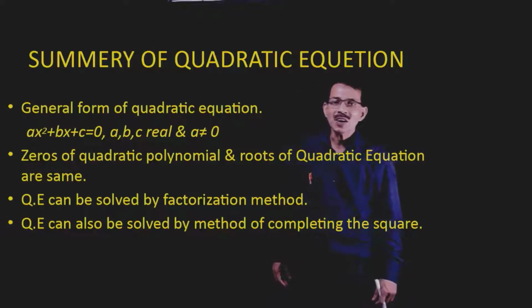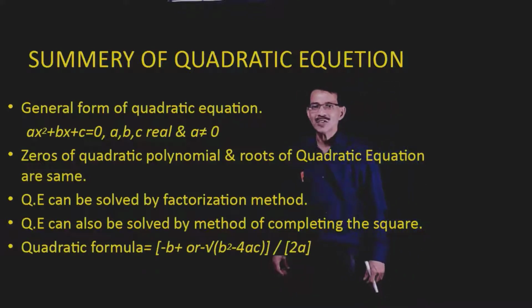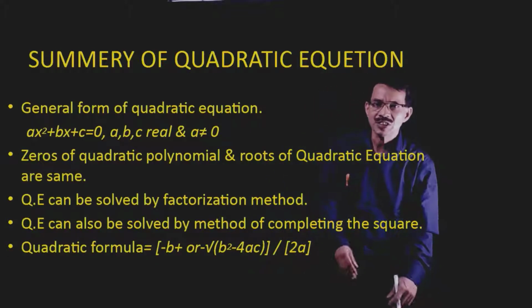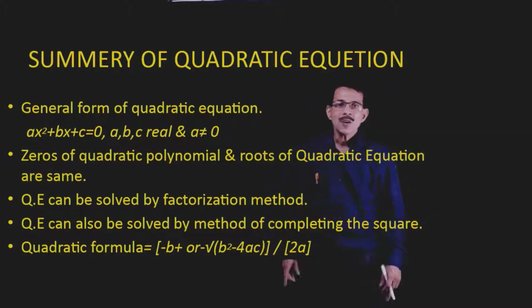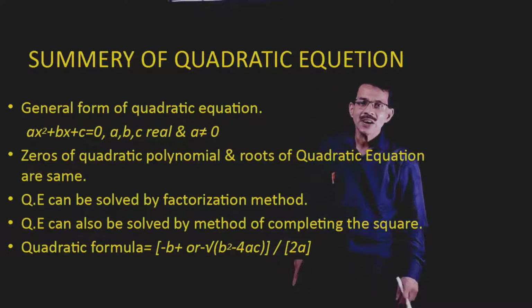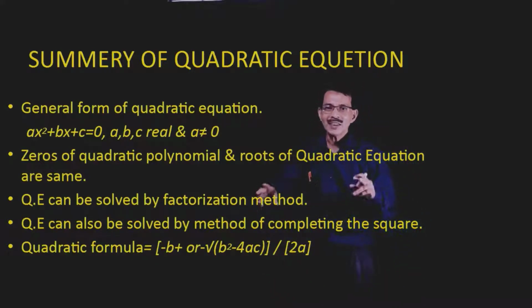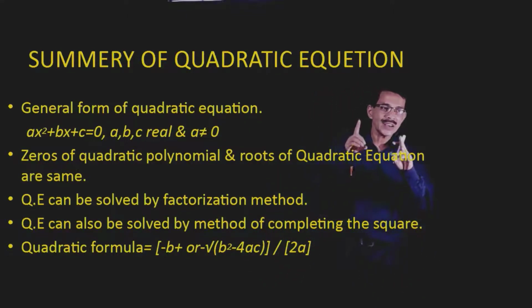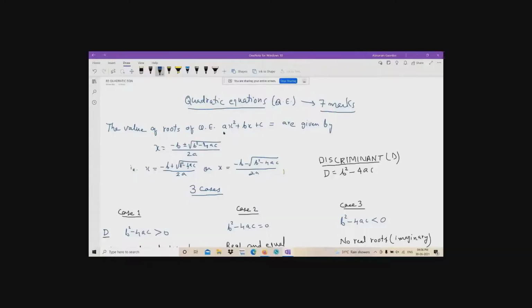Next point is about the roots of quadratic equation. The standard formula for finding the roots of quadratic equations is minus b plus or minus square root of b square minus 4ac divided by 2a, and this is the standard formula that we have to use for solving the quadratic equations. This is the general equation ax square plus bx plus c is equal to 0.